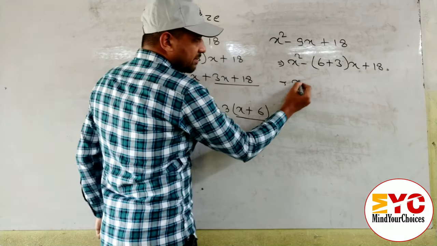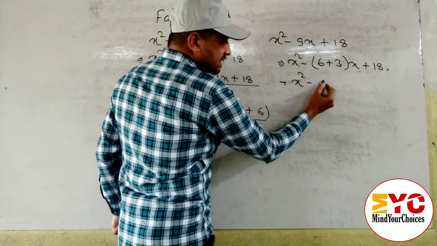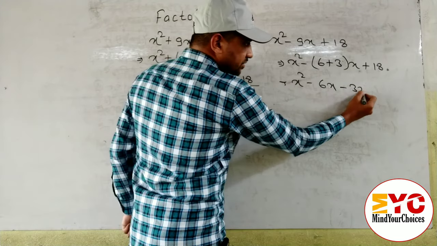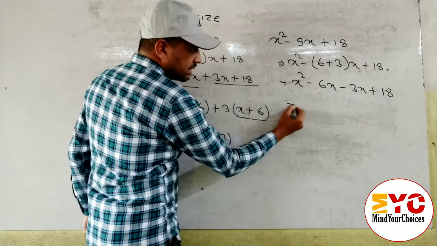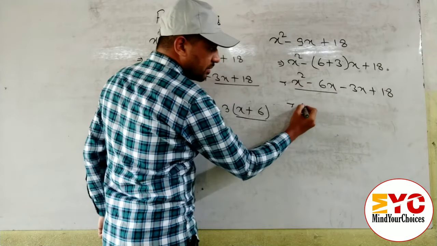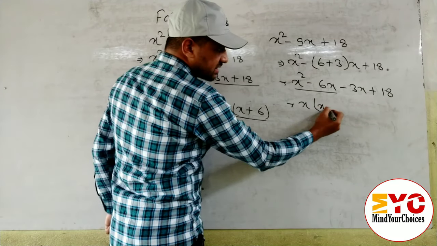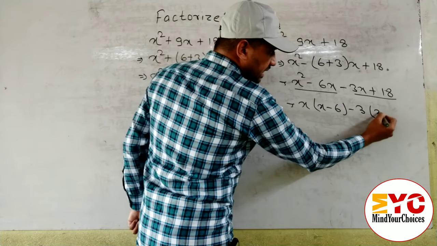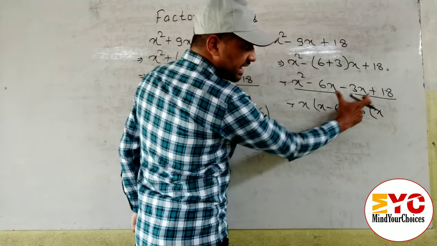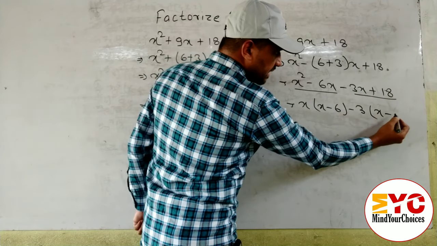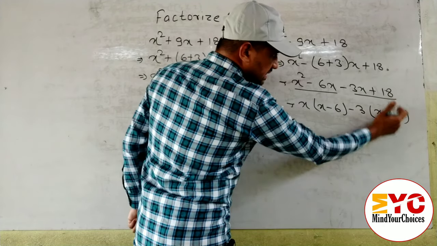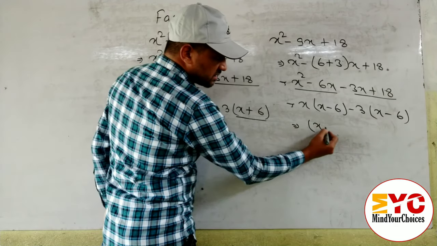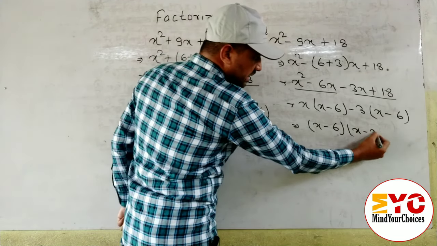Now we open the bracket: x square minus 6 into x, 6x, minus 3 into x, 3x, plus 18. Now from the first two terms, x is common, remaining x minus 6. From the last two, common is 3, remaining x. When minus is common, we have to change the sign. If here is plus, we write minus. 3 sixes are 18, because minus minus is plus. Now again, x minus 6 common, remaining x minus 3.